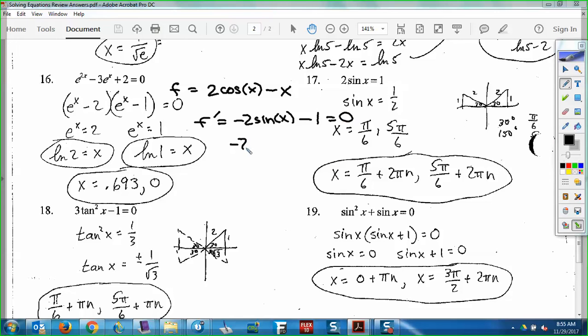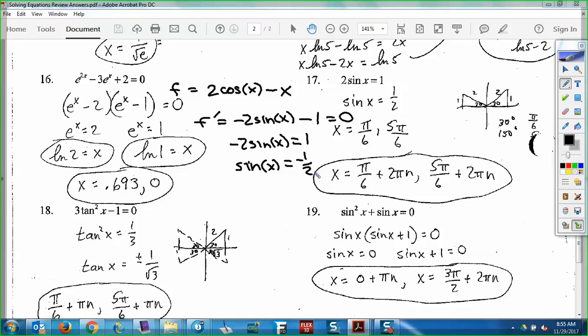So then what are you going to do? You're going to solve that. You're going to divide by negative 2. So your stationary points are going to be where sine equals negative 1/2, right? So now you're going to have to know that. Oh, sine's negative down in the 3rd and 4th quadrants. That'd be 7 pi/6, 11 pi/6. Those are my 2 stationary points.